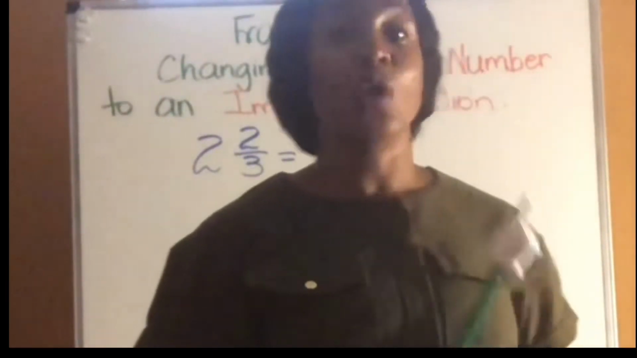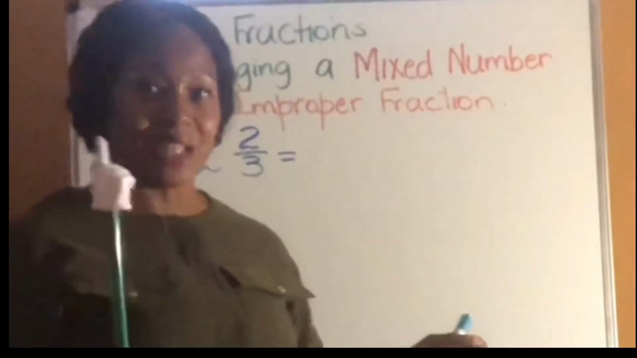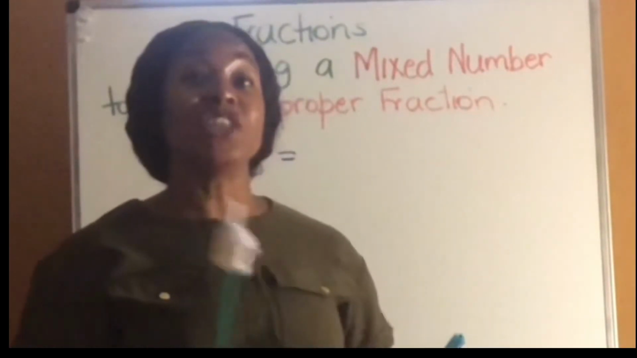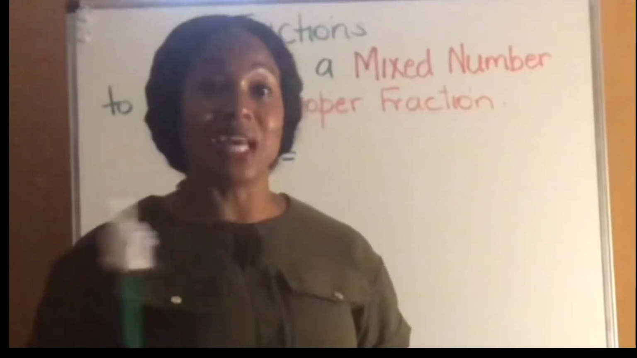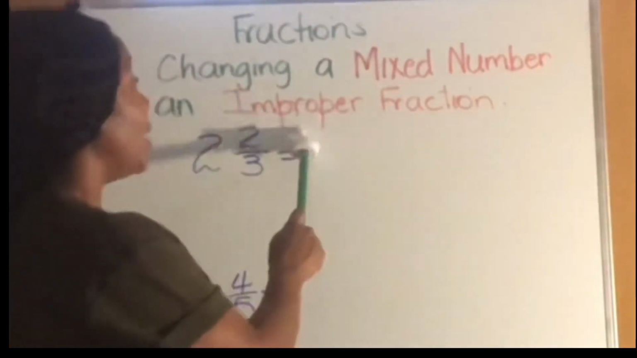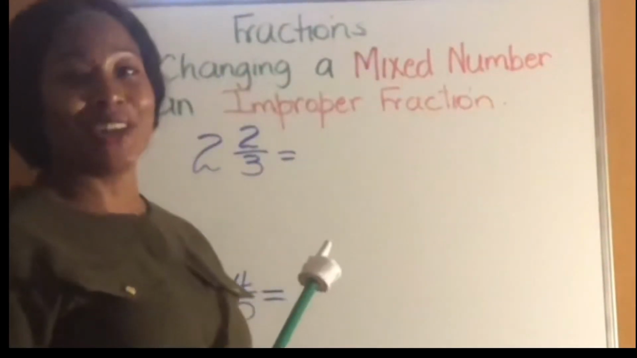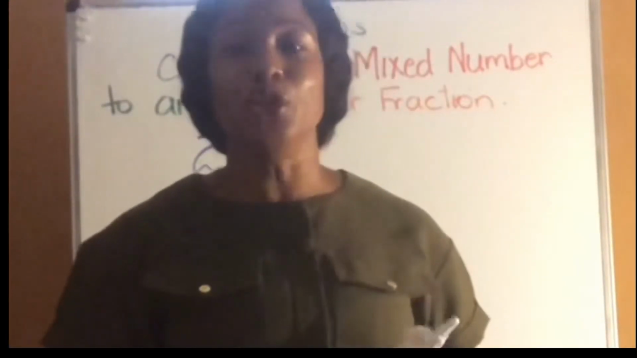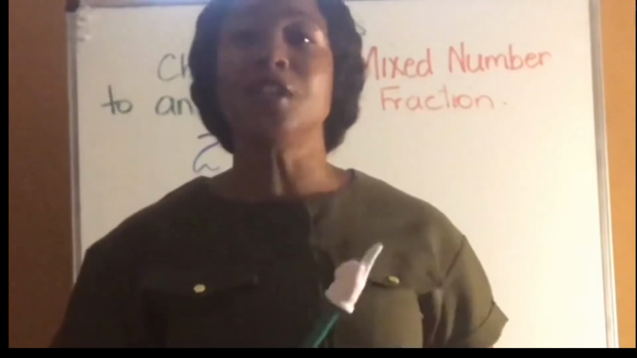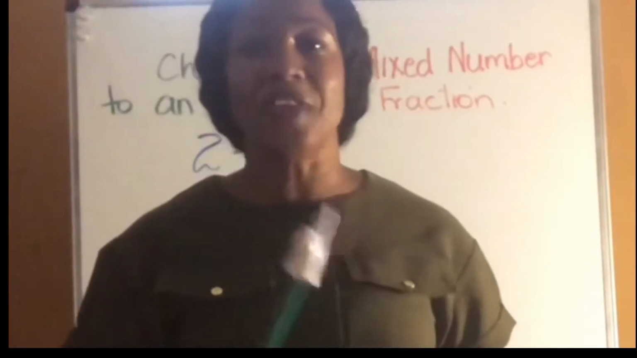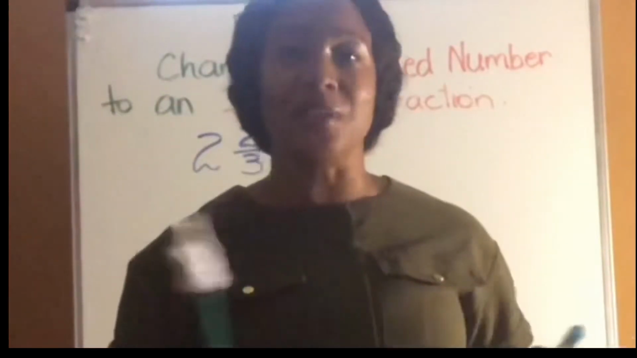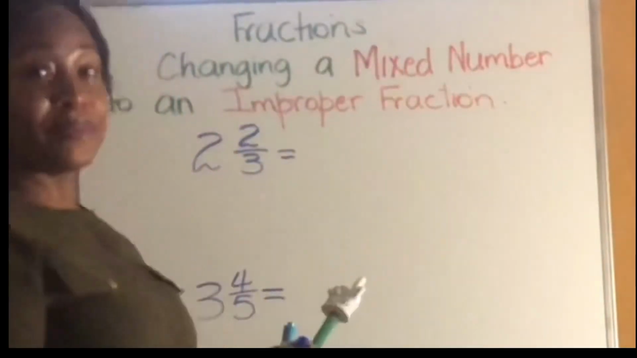Now today we will be changing a mixed number, that is the one with the whole number and a fraction, to a fraction greater than 1 or what we call an improper fraction. There are two ways in which we can do this, and I am going to show you both. We're going to first look at one way with a diagram, and then we're going to look at it without the diagram. So let's go.